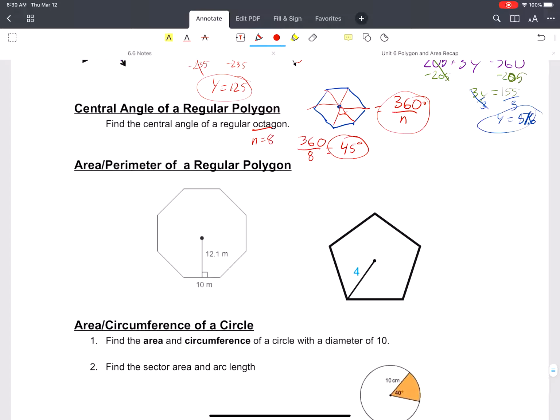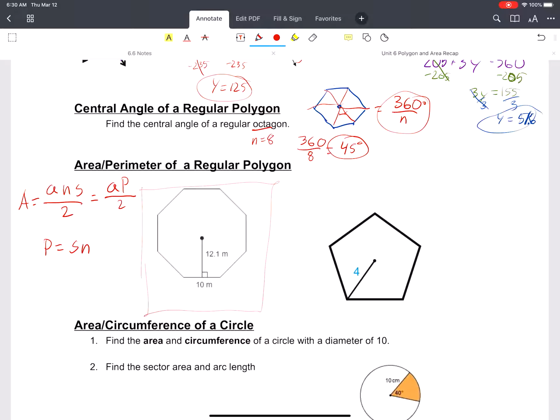Finding the area and perimeter of a polygon. In this case right here, we have an octagon. First of all, the area formula is the apothem times the number of sides times the side length, divided by 2. The perimeter formula is simply whatever the side length is times the number of sides. We could also use that perimeter formula in our area, because since s and n are both in our area formula, we could just take the apothem times the perimeter divided by 2.